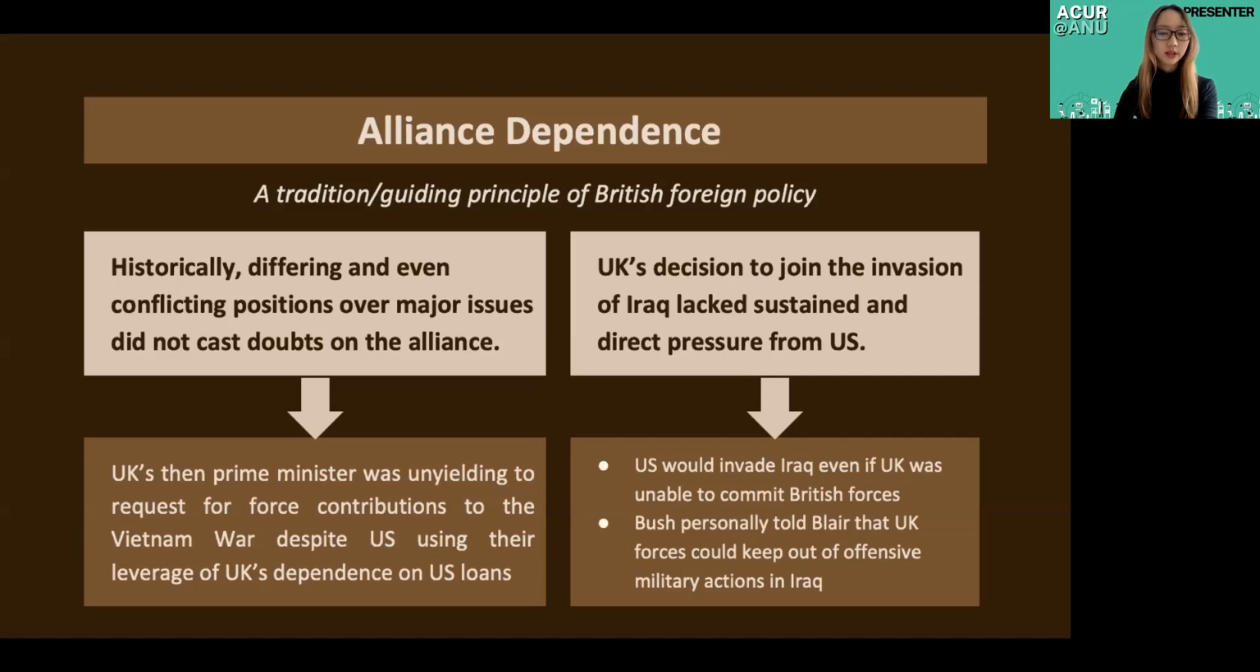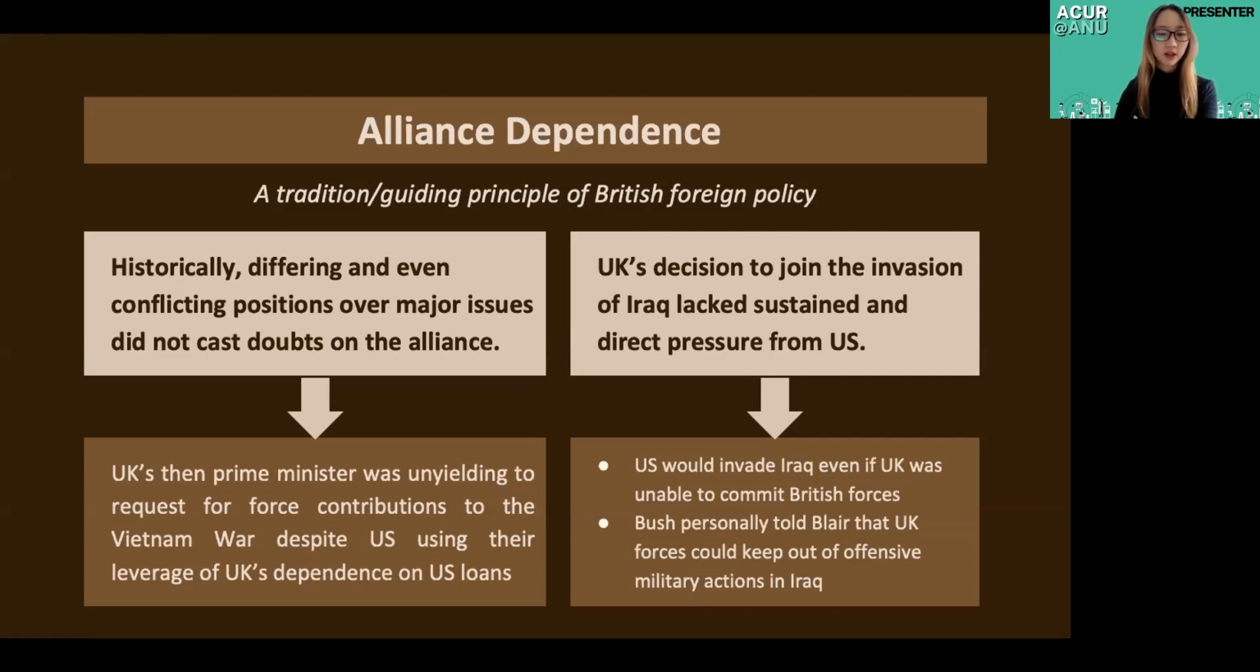Historically, differing and even conflicting positions over major issues did not cast doubts on the alliance. The UK was unyielding to requests for forced contributions to the Vietnam War, despite the US using their leverage of the UK's dependence on US loans. In contrast, the UK's decision to join the invasion of Iraq lacked sustained and direct pressure from the US.